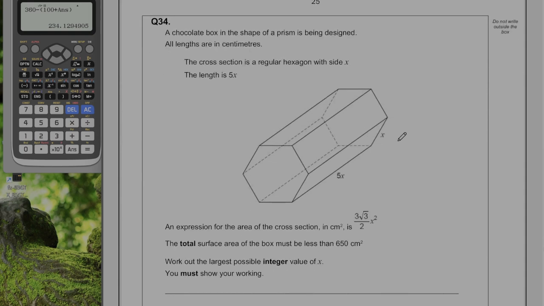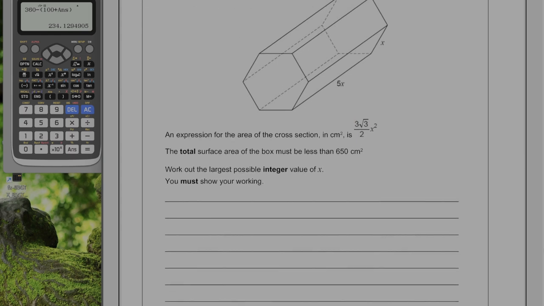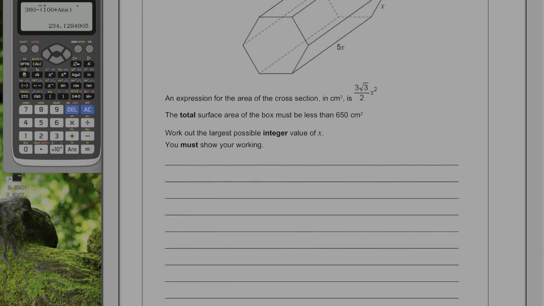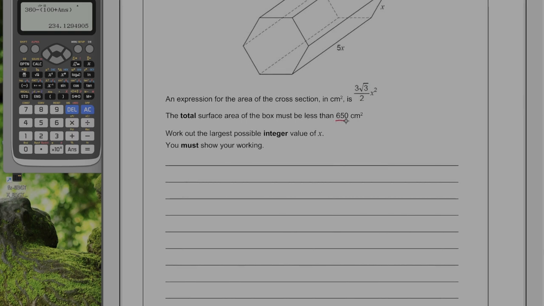Okay, question 34. A chocolate box in the shape of a prism is being designed. All lengths are in centimeters. The cross section is a regular hexagon with sides of x and a length of 5x. An expression for the area of the cross section is 3 root 3 over 2 x squared. The total surface area of the box must be less than 650. Work out the largest possible integer value for x.